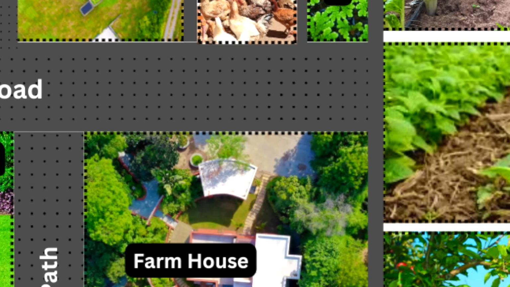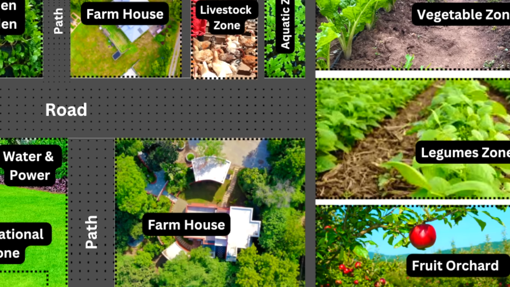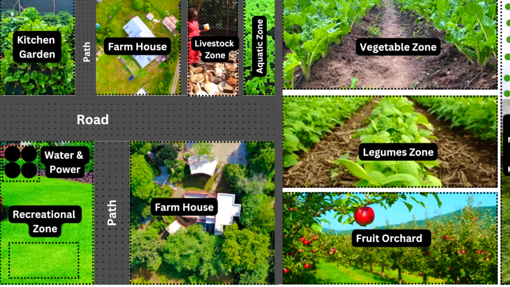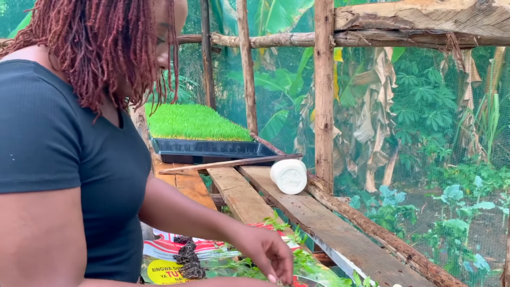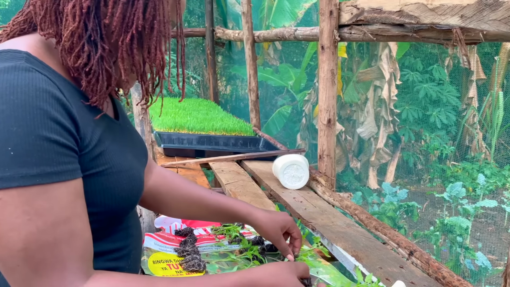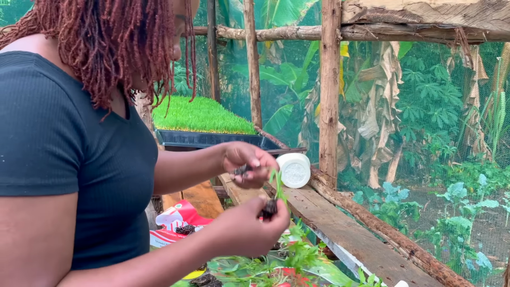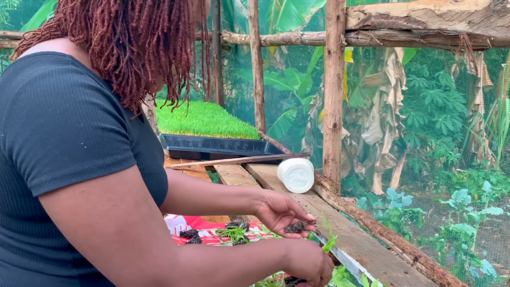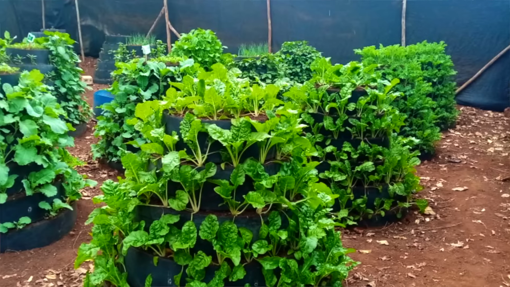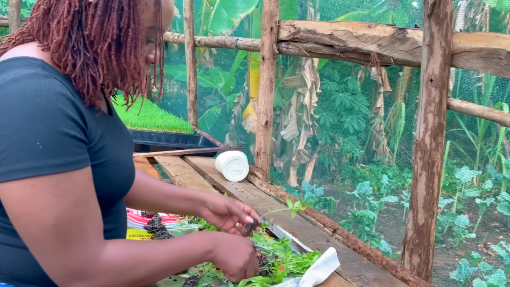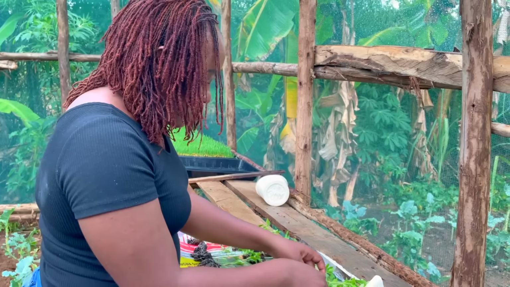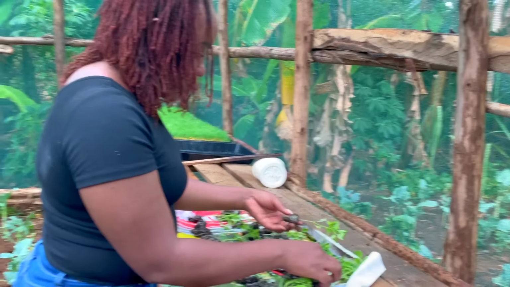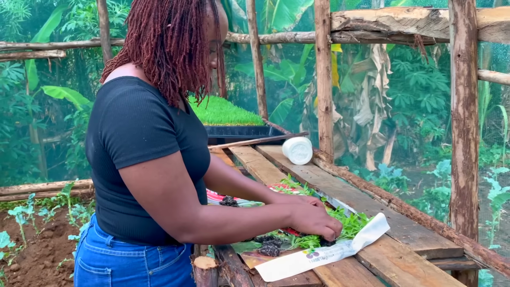Factor number 4 is to maximize space with vertical and intensive farming for maximum productivity. Even with limited land, strategic design can help you maximize output per square meter. At Kijani Farmstead, we use vertical gardening for herbs and vegetables to save space. We practice intercropping, that is, planting beans between trees.